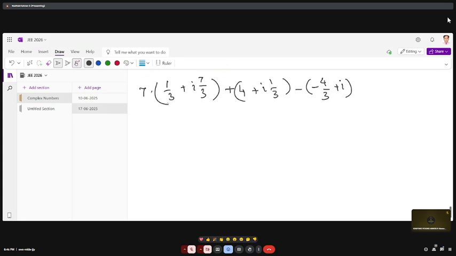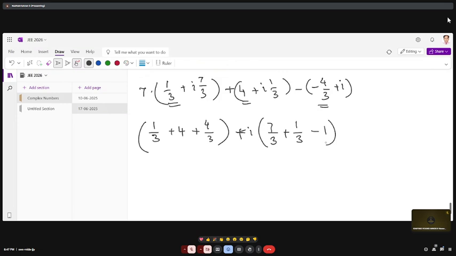Okay. So all you have to do is take all the real parts together. So what are all the real parts? 1 by 3 plus 4, minus of minus, again it is plus 4 by 3. So put all the real parts together, then put i into. So what are all the imaginary parts? 7 by 3 plus 1 by 3, and here minus 1. This is minus i, so you take out i, right? So minus 1.